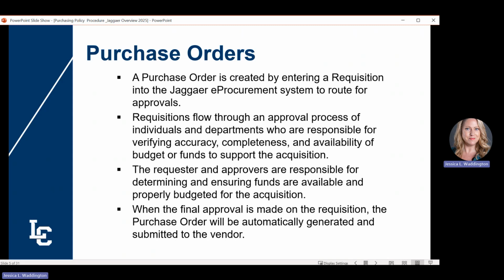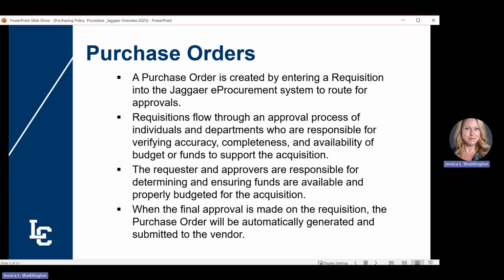A purchase order is created by entering a requisition into the Jagger e-procurement system to route for approvals. The Jagger system training will provide more detailed information on how to enter requisitions in Jagger. In general, requisitions flow through an approval process of individuals and departments who are responsible for verifying accuracy, completeness, and the availability of budget or funds to support the acquisition.